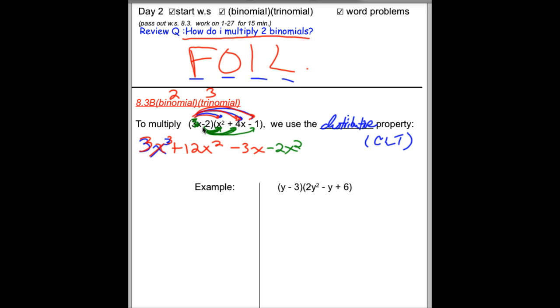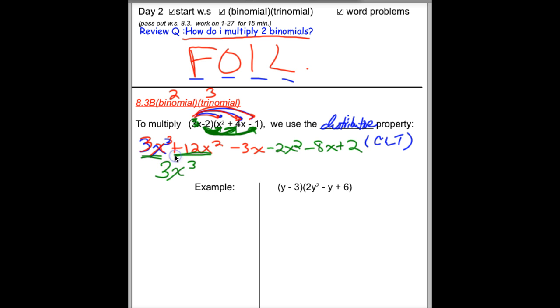I get a negative, because of only one negative, minus 8x on the second hop. And my last hop, I've got a negative times a negative, giving me a positive. Now I'm going to combine all my like terms and make sure my answer is in standard form. I end up with 3x cubed.